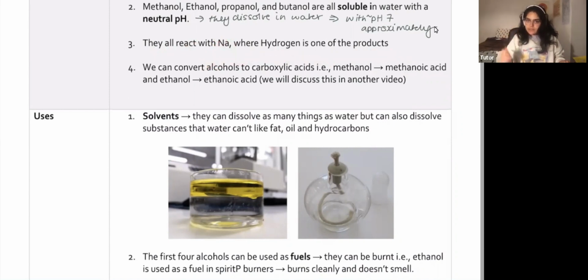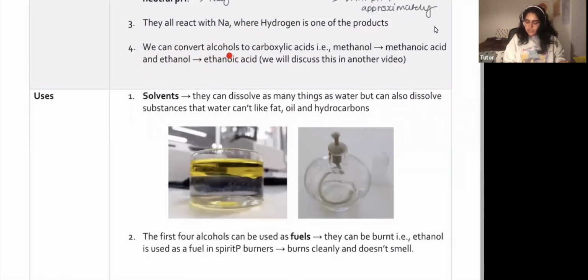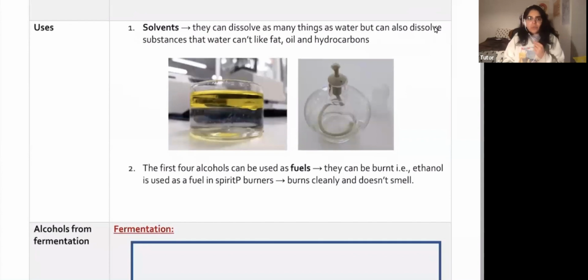These alcoholic compounds will all react with sodium, and hydrogen will be one of the products. So hydrogen gas. And we can convert alcohols into something called a carboxylic acid. So we can go from alcohol to a particular type of acid. For example, methanol, an alcohol with 1 carbon, can be turned into methanoic acid. And then we have ethanol, which can be converted to ethanoic acid. And this will relate to the next part within the organic chemistry series, where we will talk about these carboxylic acids.